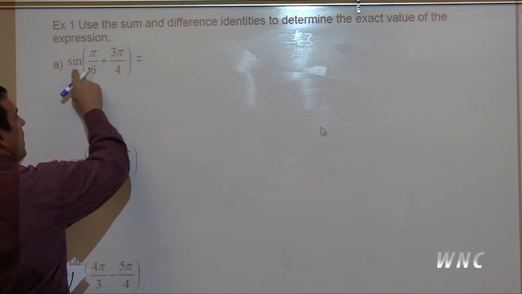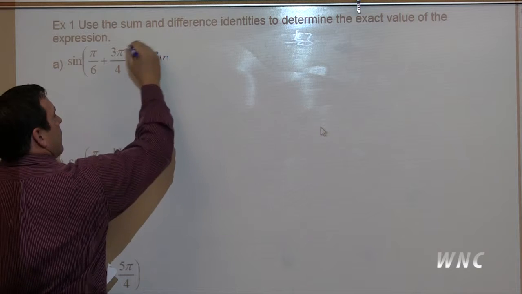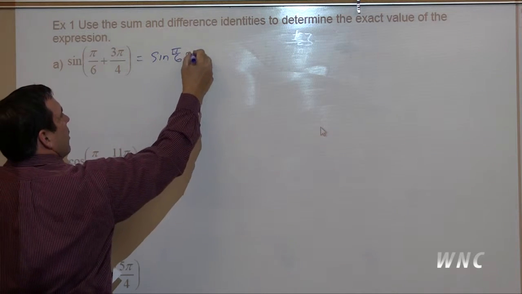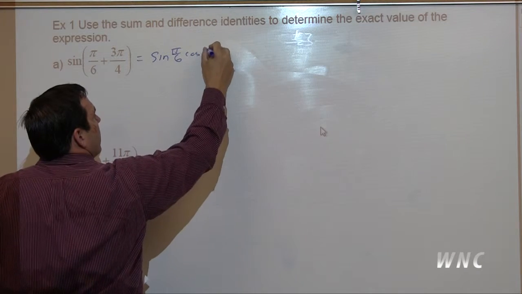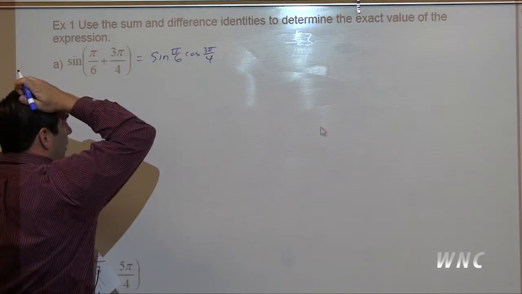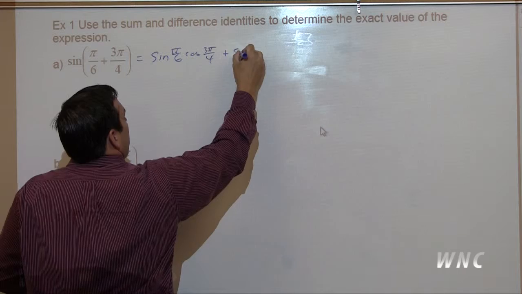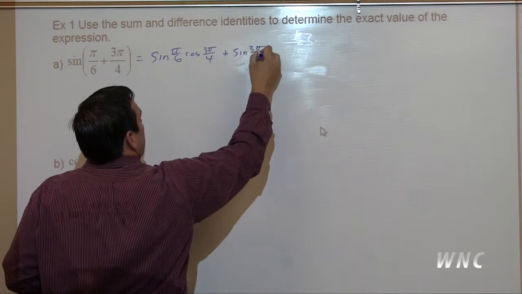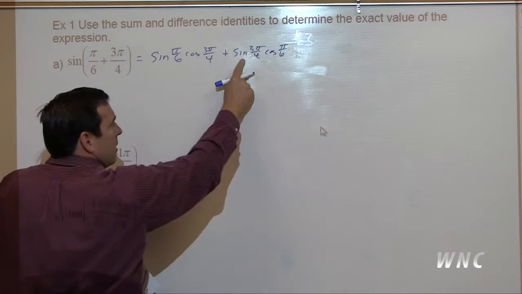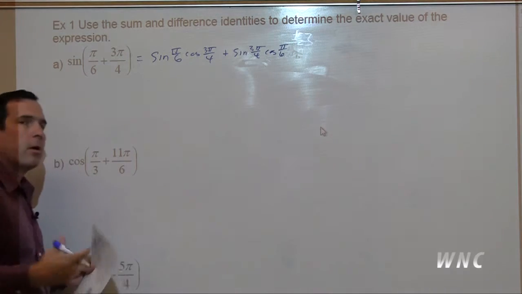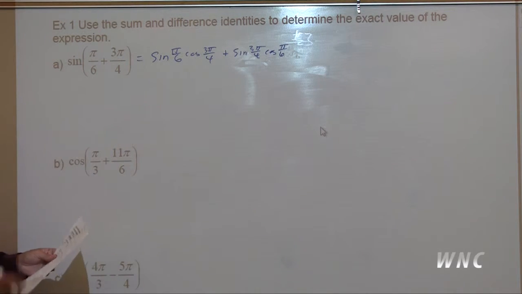So it's going to be sine of the first one, pi over 6, cosine of the second one, which is 3 pi over 4, plus sine of 3 pi over 4, cosine of pi over 6. And you could say cosine pi over 6, sine 3 pi over 4. Multiplication is commutative, so let's not worry about that.